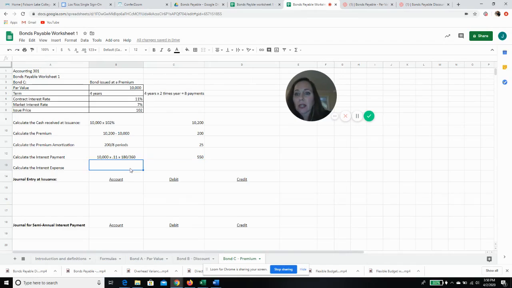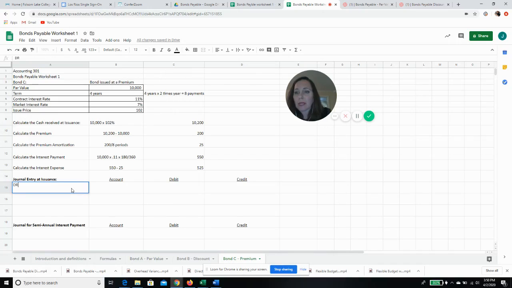Then to calculate our interest expense, remember when we have a premium, it's going to be our interest payment of $550 minus our premium amortization, 25. So that's 550 minus 25, or 525 will be our interest expense. Okay, we have our calculations. Let's go through and do our journal entries.